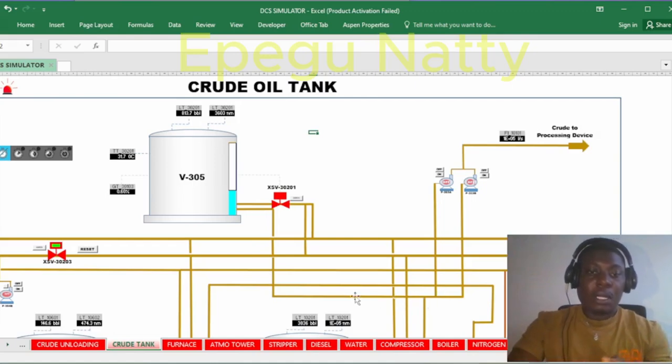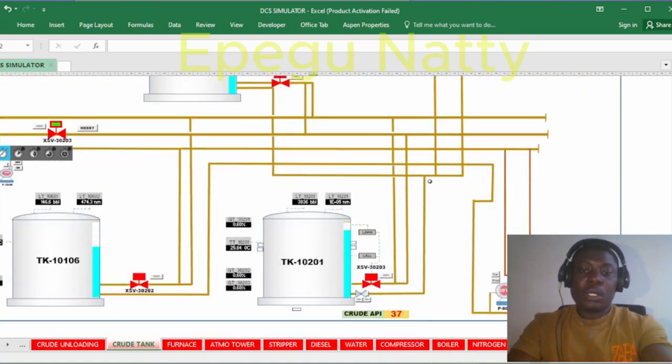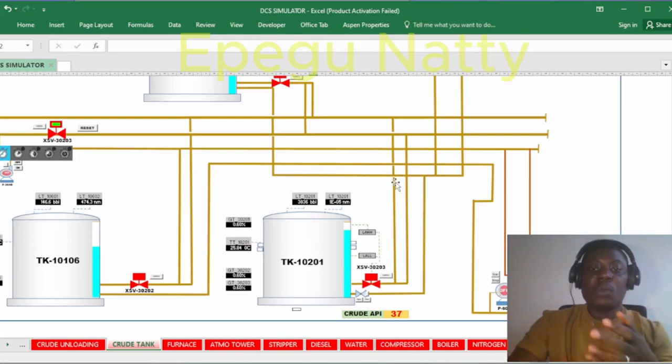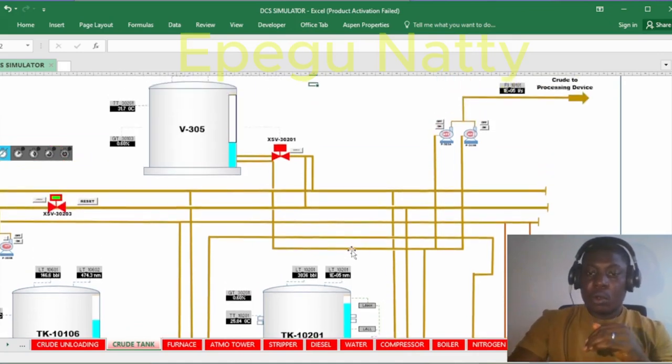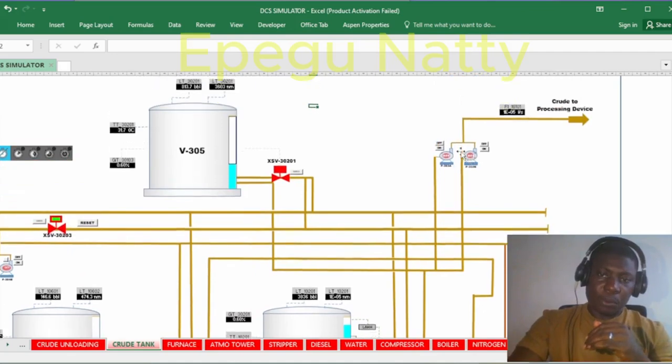Since we have connection from these two tanks, definitely there is going to be a manual valve here. So that manual valve is going to be open, and the one going to this tank is going to be closed. The one going to this other tank is going to be closed. So they also follow up, and then they get to the pump.